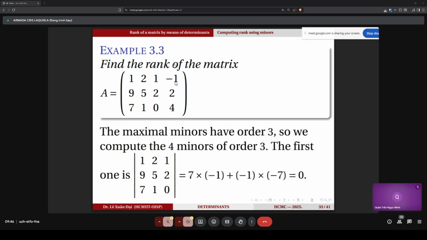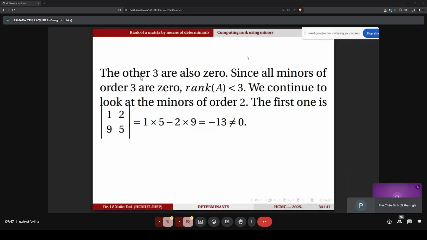Now, if we remove column 4, you have this one, and the determinant is 0. By the way, if you also remove column 3, column 2, or column 1, all the determinants are zeros. The other 3 are all 0. Since all minors of order 3 are 0, the rank of A is less than 3.